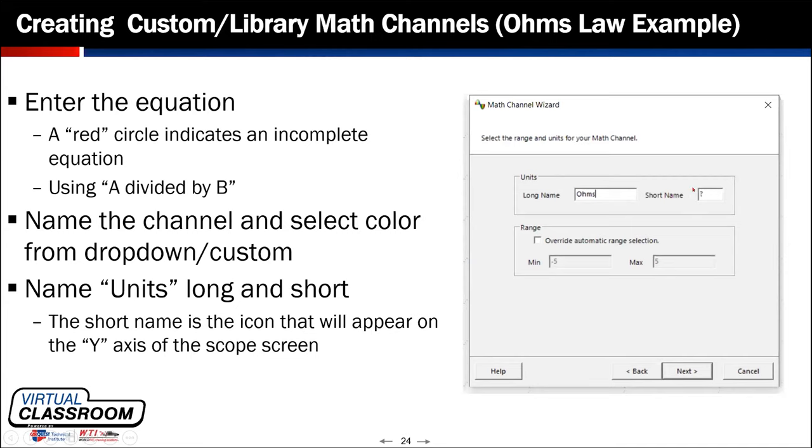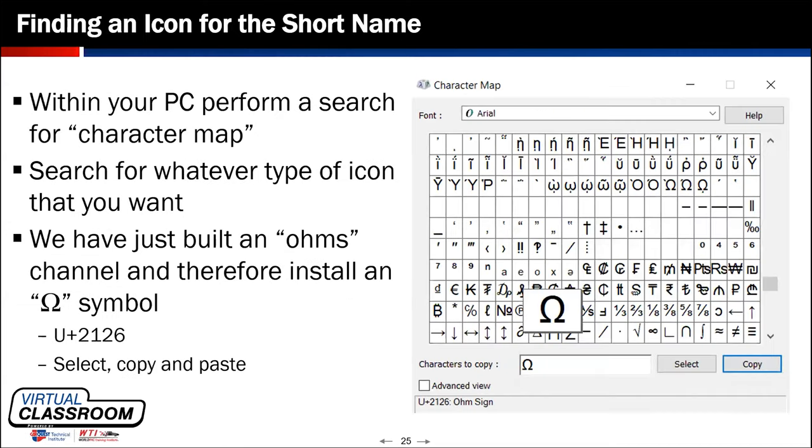Now, regardless of what Windows platform you guys are using, you can go into your search engine and type in the search for character map. If you type in character map, you'll probably only get to CHA and it'll already pop up. The character map will pop up a menu for you so you can choose from literally thousands of different icons or characters. It just so happens for you geeky dudes that U plus 2126, like you're going to remember that, is the ohm sign.